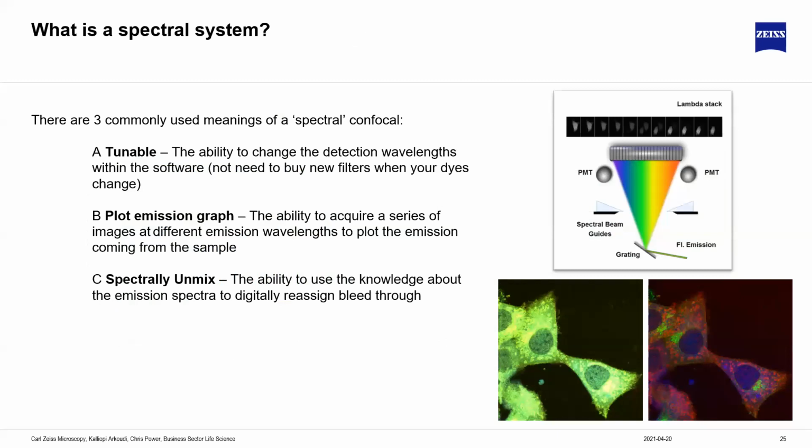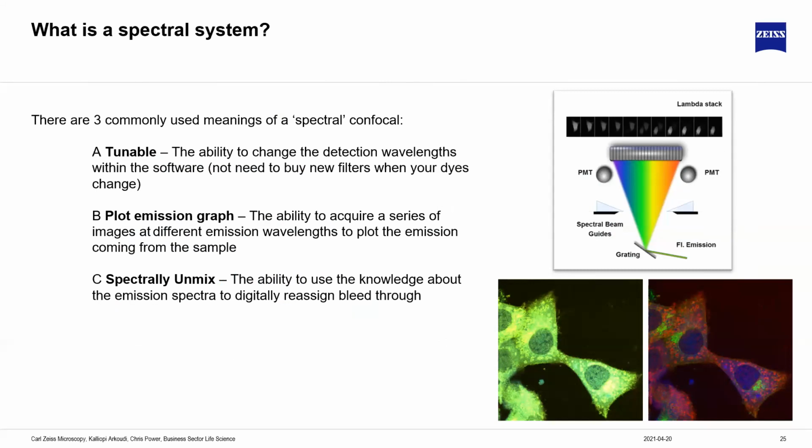And so in the early days, people would say, I need a spectral confocal. What do you mean? Well, over time, it became realized that when people say spectral confocal, or if you think right now about what you mean by spectral confocal, there are different things, but in essence, there's three things people mean. The first is a tunable confocal.